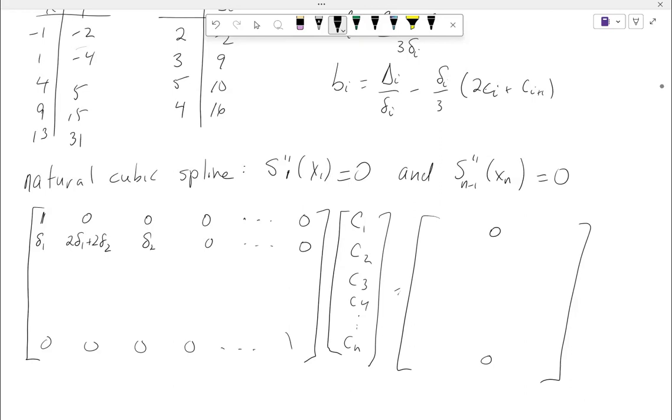Right? So the next row will look like a 0, a delta 2, a 2 delta 2 plus 2 delta 3, a delta 3, and then zeros the rest of the way across. The next one will be 0, 0, delta 3, 2 delta 3 plus 2 delta 4. Sorry, I forgot my 2 on that one. There'd be a delta 4 in this column that I didn't put in there. Then 0, right?